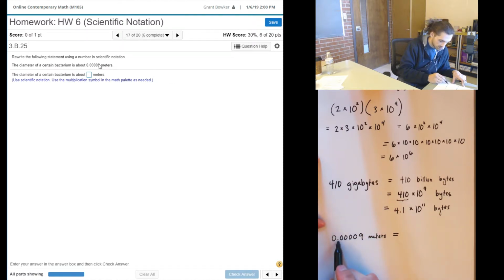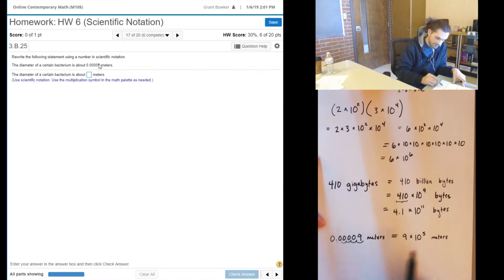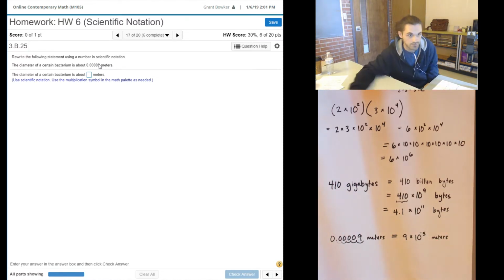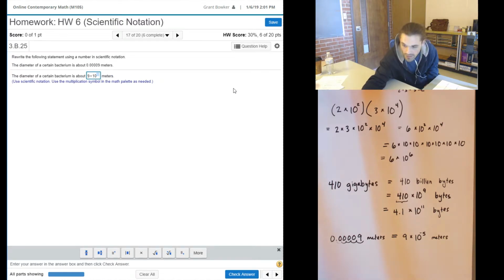So I need to move my decimal place 1, 2, 3, 4, 5 spots. So it'd be 9 times 10 to the 5. 1, 2, 3, 4, 5. That'd be meters. Now keep in mind, here's where we run into, should this be plus or minus? Well, 9 times 10 to the 5th is a very big number. Look it over here. This is not a big number. It's a small number. So hence it will get a negative exponent. So 9 times 10 raised to the minus 5.